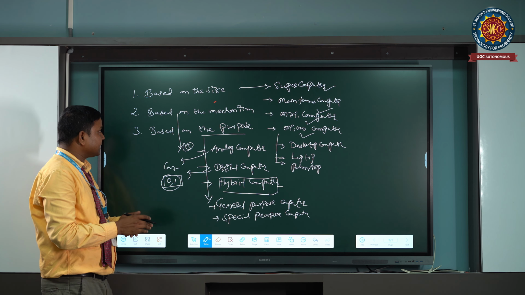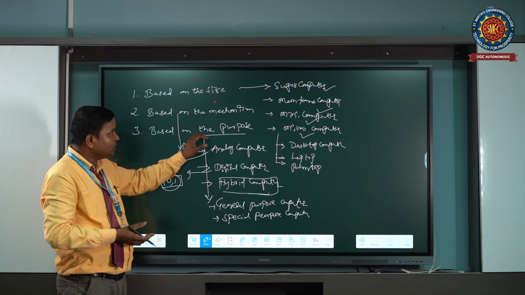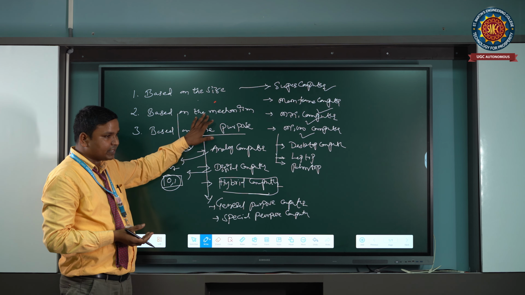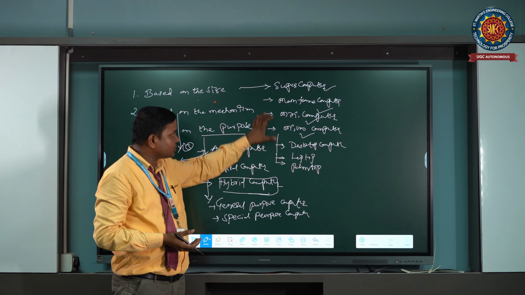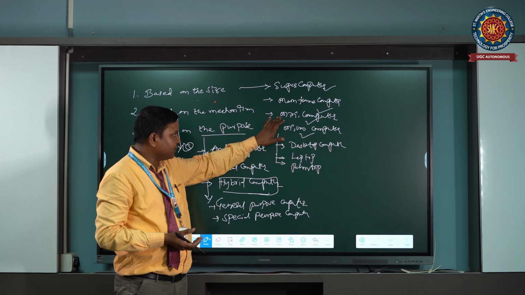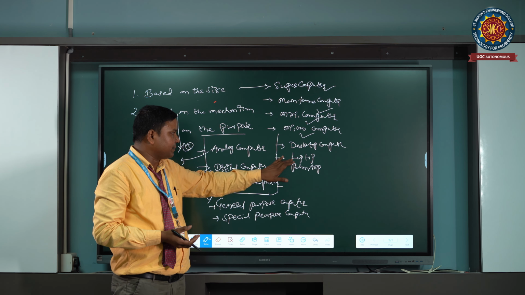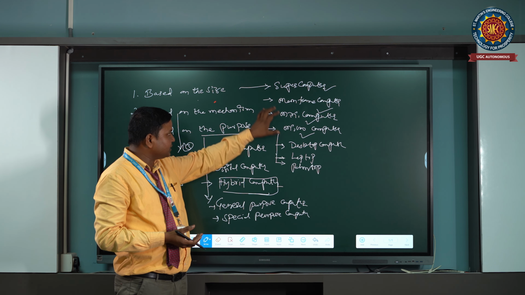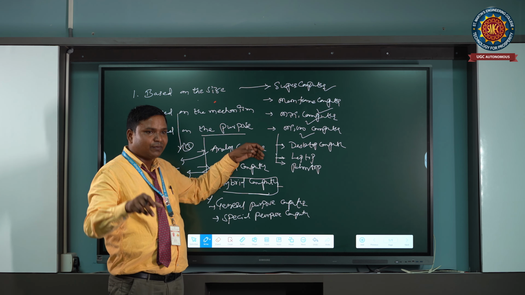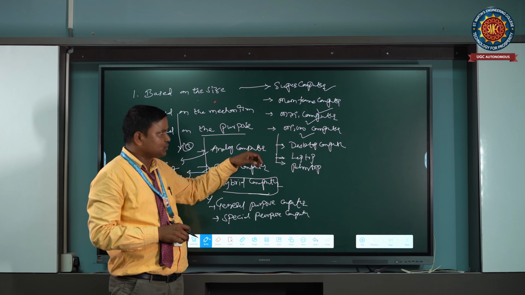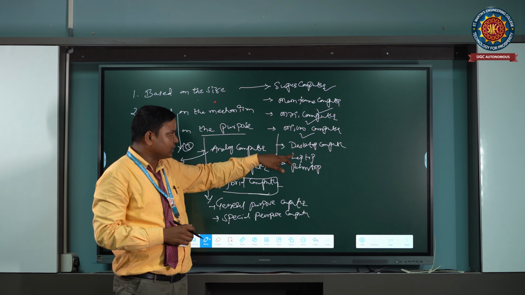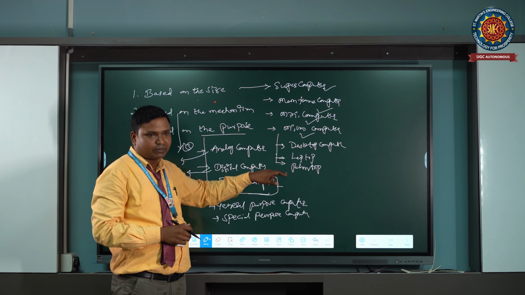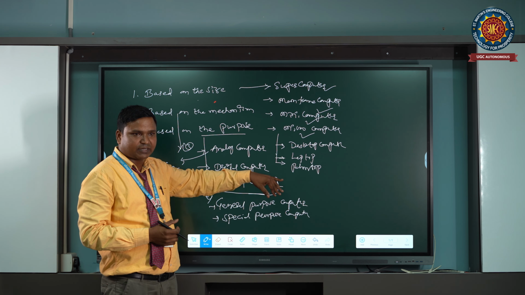So computers are categorized into three different types: based on the size, based on the mechanism, and based on the purpose. Based on the size, the categories are supercomputer, mainframe, mini computer, microcomputer, desktop, laptop and palm top. Initially the supercomputer was nothing but very large, room-sized computers that were developed. Coming to the mainframe, it is the same. Mini and micro, now we are seeing desktop, laptop and palm top, which are like mobile phones, we can assume.